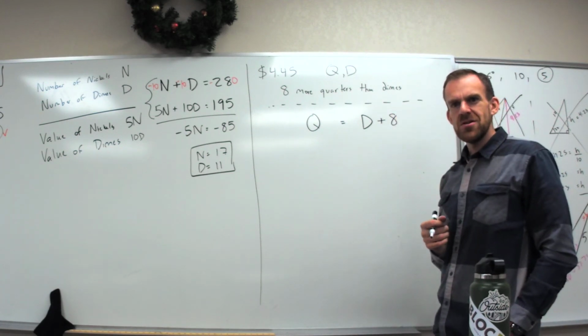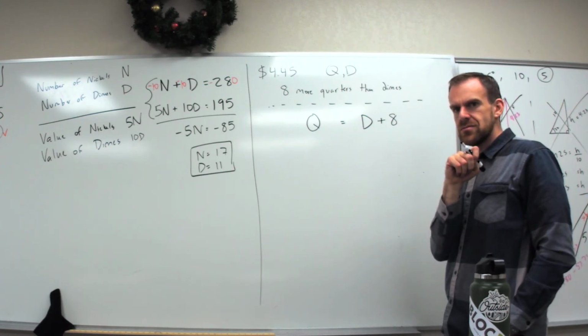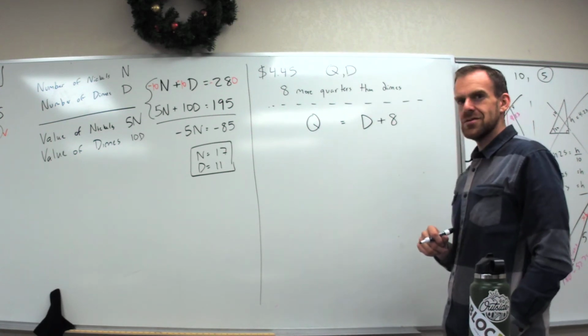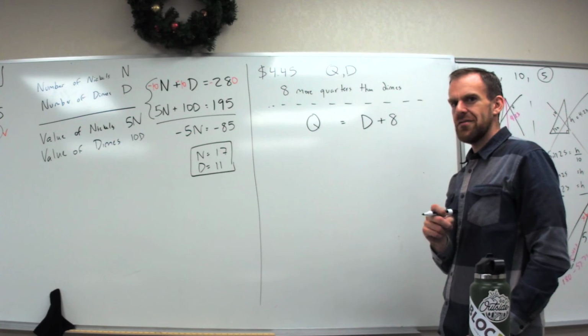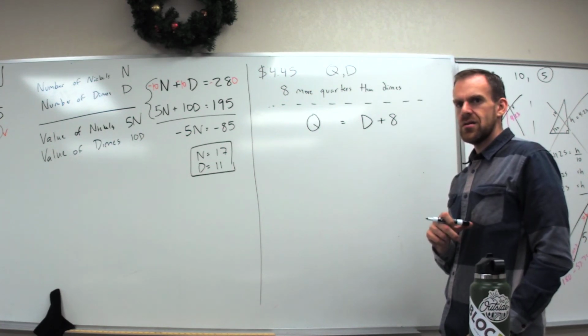Let's try out some numbers. If you have 2 dimes, how many quarters do you have? You'll have 8 quarters. There's 8 more quarters than dimes. So if I have 2 dimes, how many quarters do I have?